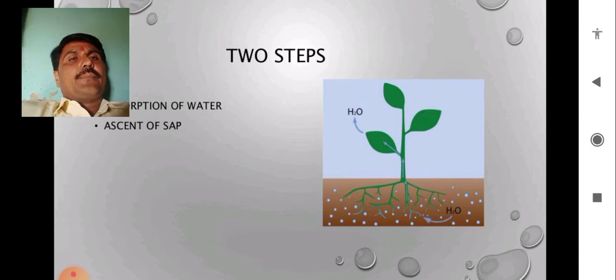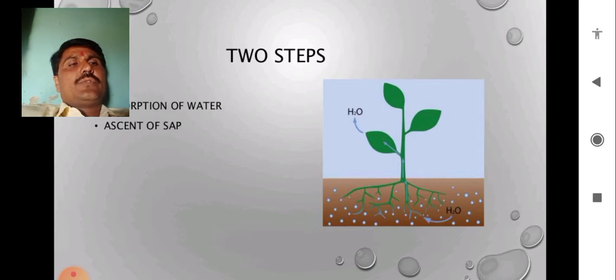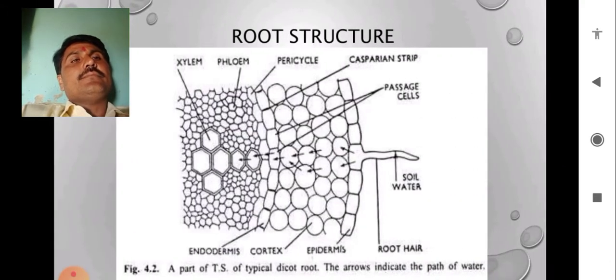While the diagram shows, look at the figure. Here we see the plant which is rooted in the ground, showing the water molecules near the root cap, and this water or molecules or minerals are absorbed by the hairs which are present on the roots. In transpiration, the plant loses or oozes out water. Here you see the root structure that indicates the path of water.